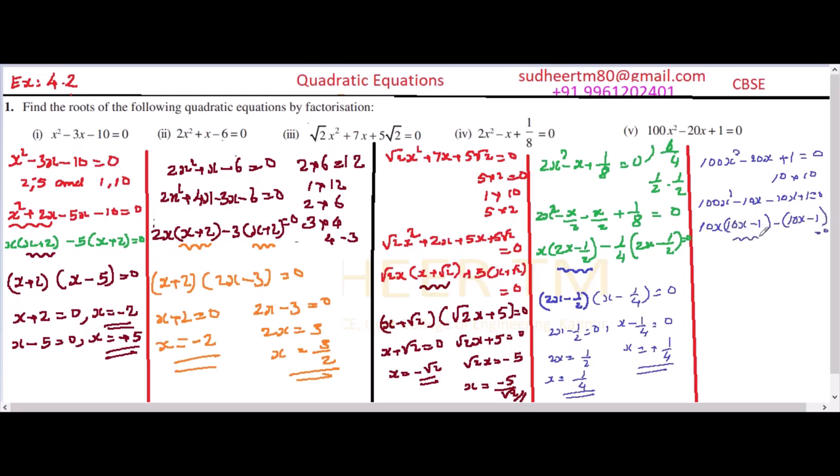Now 10x minus 1 is common here, 10x minus 1 into 10x minus 1 is equal to 0, so we will get 10x minus 1 is equal to 0, so 10x is equal to 1, x is equal to 1 by 10. Here also 10x minus 1 equal to 0, x is equal to 1 by 10. So our two roots are 1 by 10 and 1 by 10.